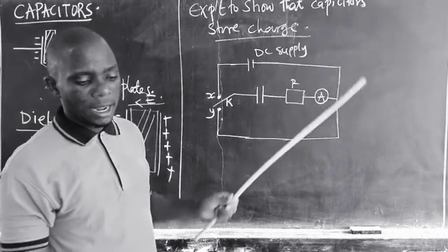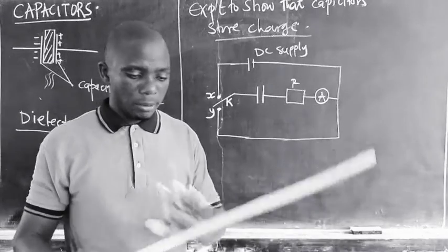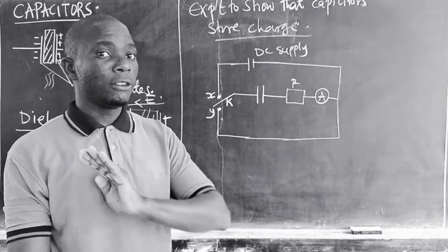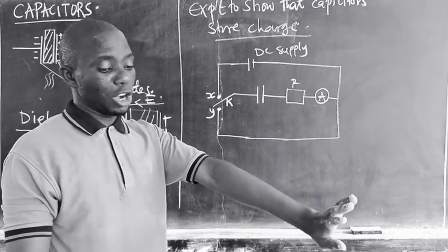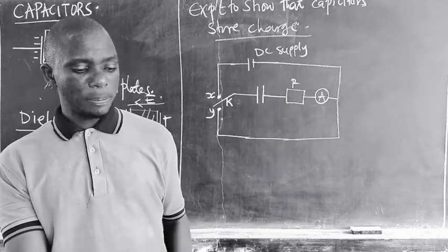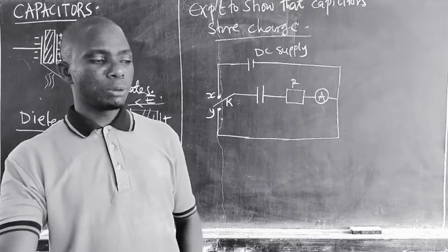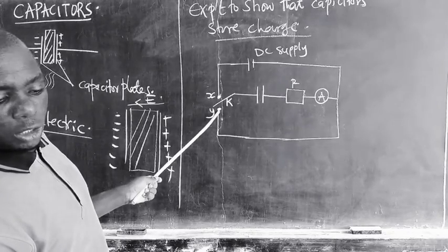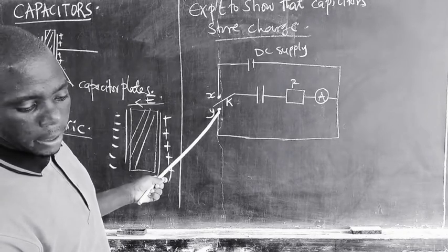The current increases, and then afterwards it becomes zero. That is when the capacitor is fully charged. The current will no longer be flowing. And then what happens? We put the switch K to Y.